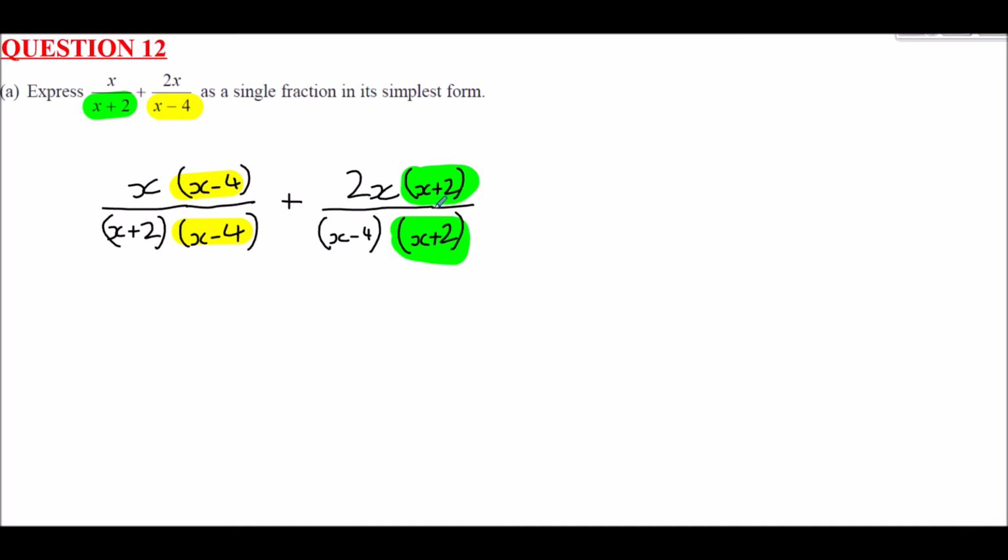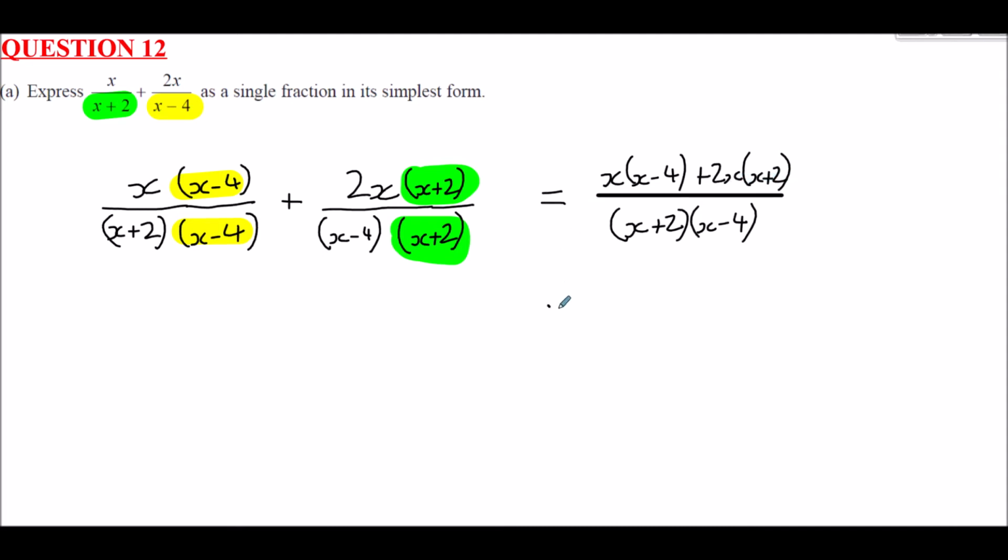Now, the trick here is, because you've got these under a common denominator, but it says simplest form, there's a good chance it's going to simplify. So we can put the numerators together over this one common denominator of x plus 2 brackets x minus 4, but it'd be a wasted step now to expand the denominator. Leave the denominator factorized as x plus 2, x minus 4, and instead write down x brackets x minus 4 and 2x brackets x plus 2 on top of that fraction.